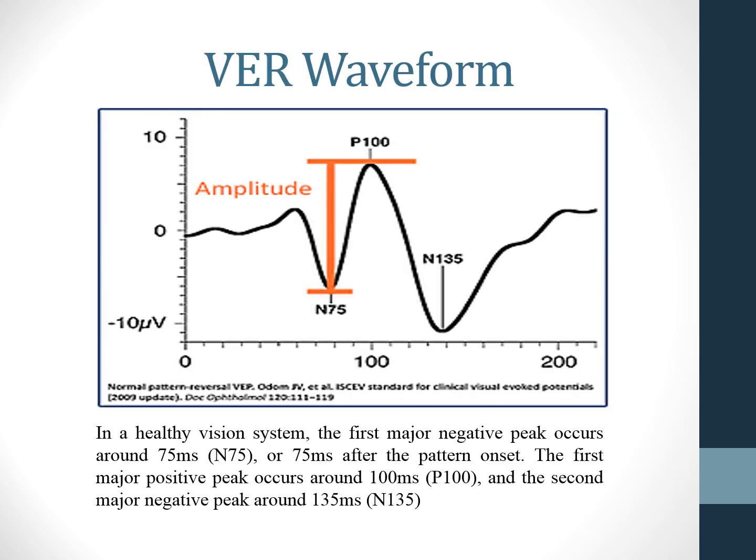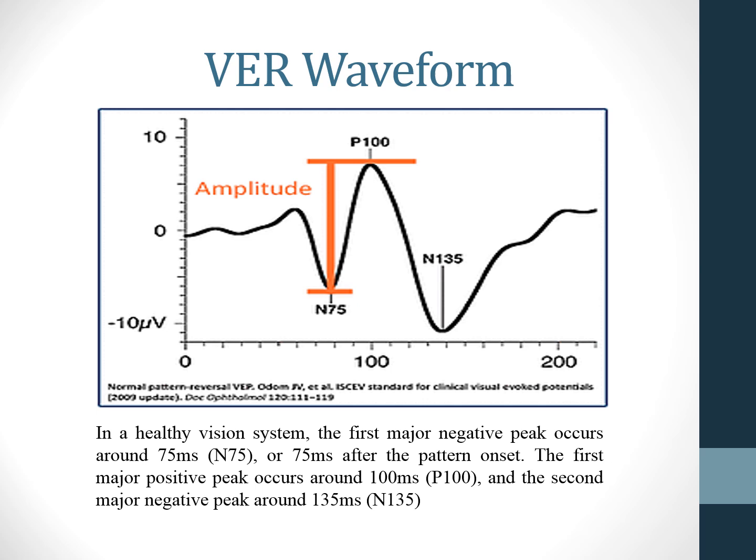Now this is the typical waveform shape of visual evoked response. It primarily consists of the N75, P100 and N135 complex. You can see this is the healthy vision system waveform. So in a healthy vision system, the first negative peak, which is indicated as N75, will occur after 75 milliseconds of the pattern onset.